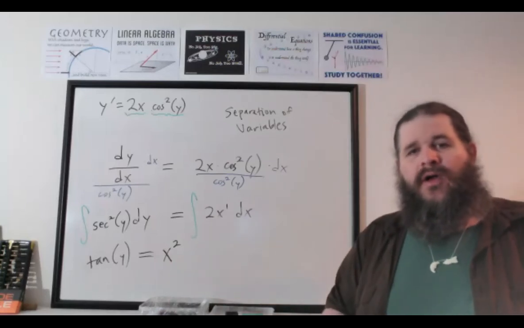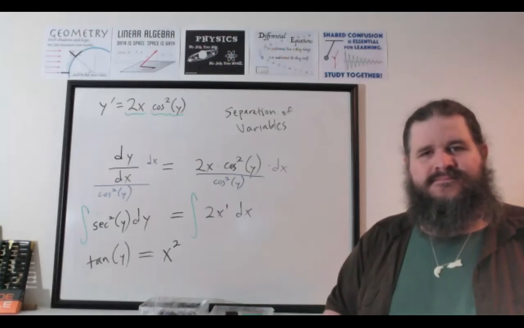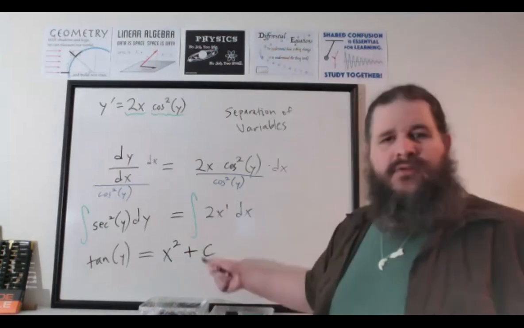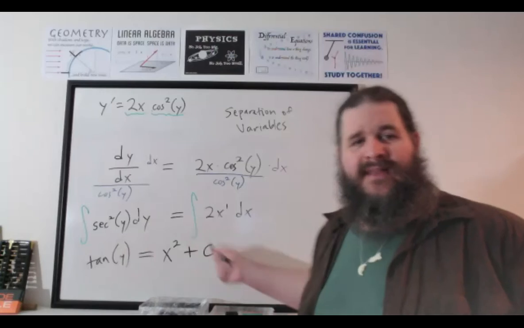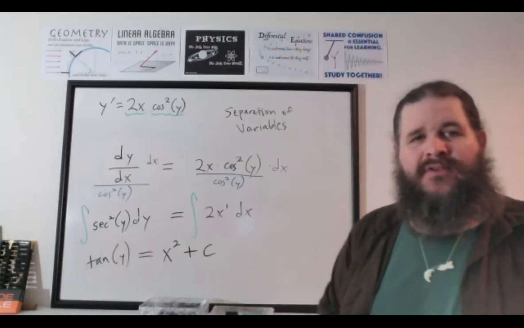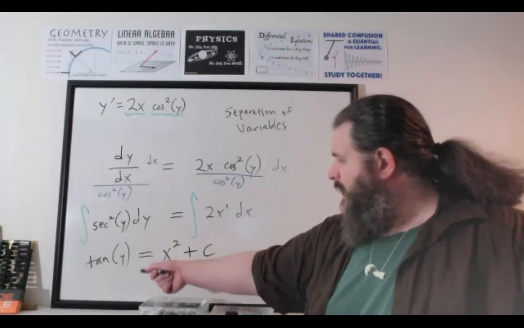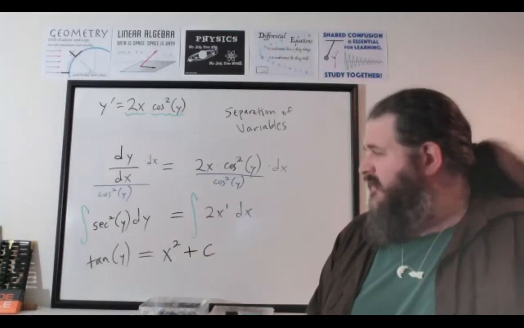Also, since we're looking for all possible solutions, what else should we include here? Yeah, we should include plus a constant. And you really only need that on one side. If you included a plus another constant on the other side, you could just subtract that from both sides and then combine the two unknown constants into another unknown constant. So tangent of y equals x squared plus c. And then that is a solution.